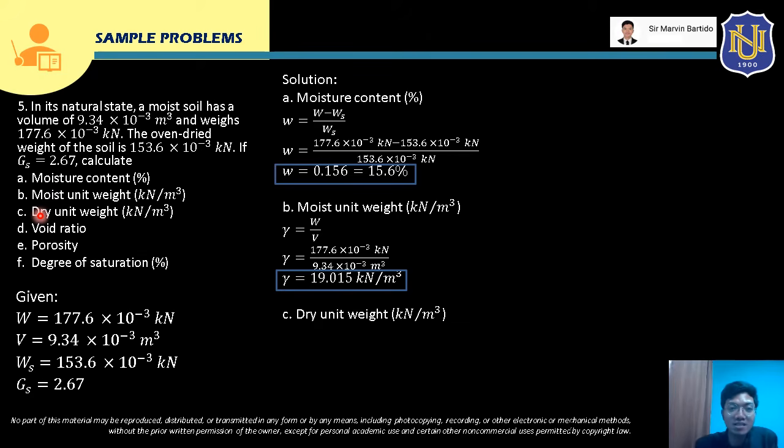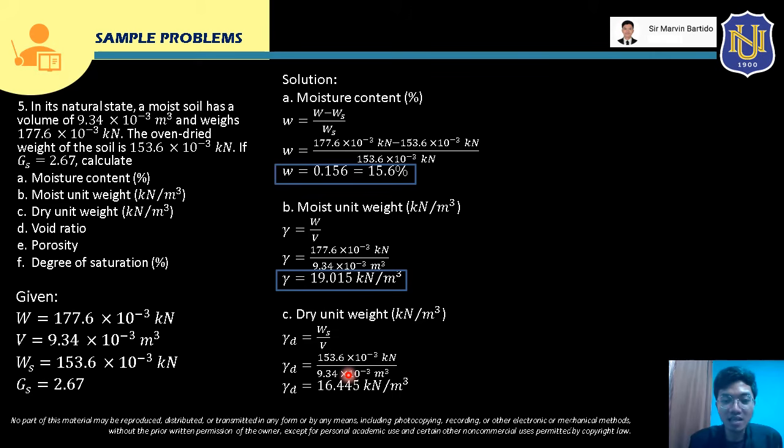Now, for letter C, this is dry unit weight. So, for dry unit weight, our formula, class, is weight of the soil solid over the total volume, right? So, in this case, meron tayong weight ng soil solid, meron din tayong total volume. So, we can directly solve this for gamma dry. So, that is just the weight of the soil solid, which is ito. And then, the total volume, class, ay ito. Okay, so in this case, class, the gamma dry is 16.445 kilonewton per meter cube. So, obviously, class, dapat yung gamma dry less than ito, class, doon sa moist unit weight. Diba? Kasi ito, wala na ng water dito eh. Mas magaan na ito. Tama.